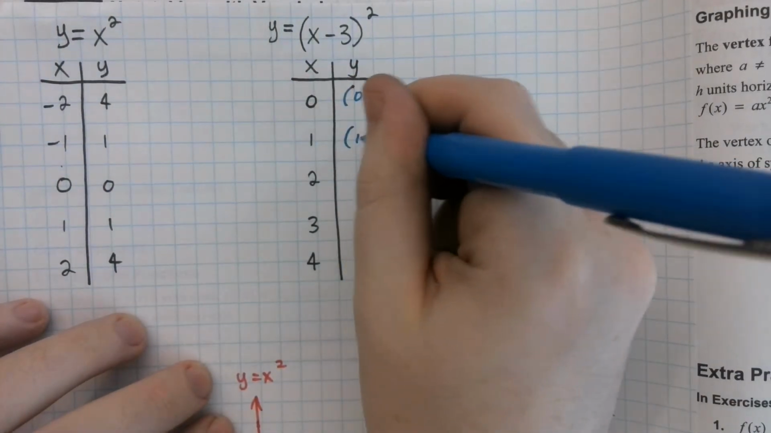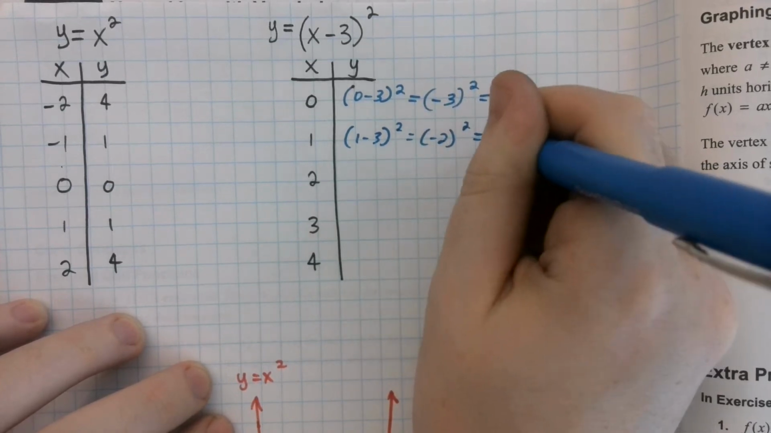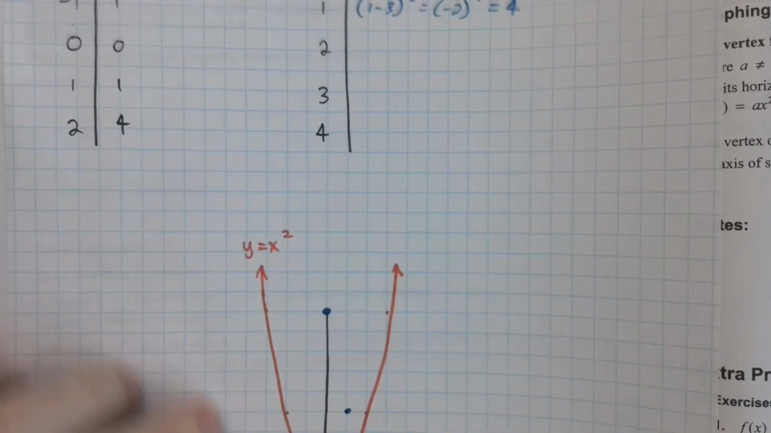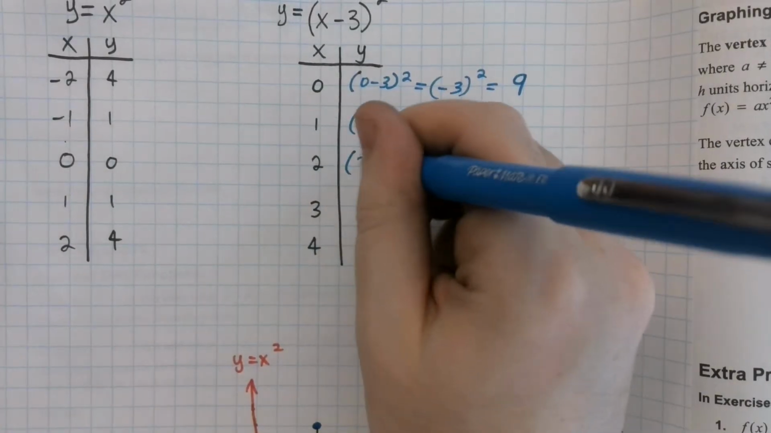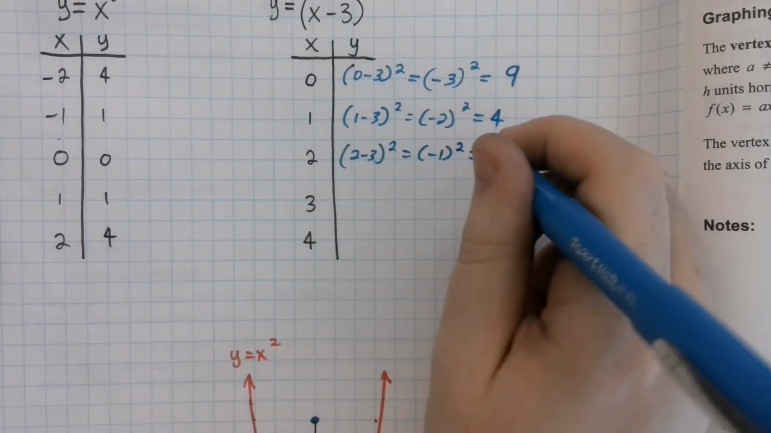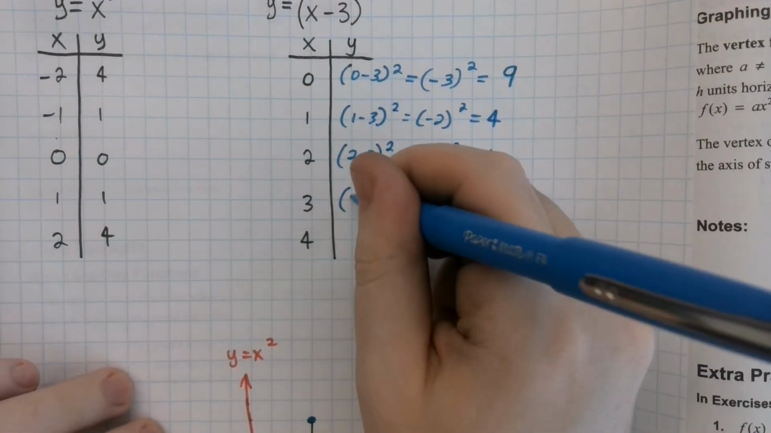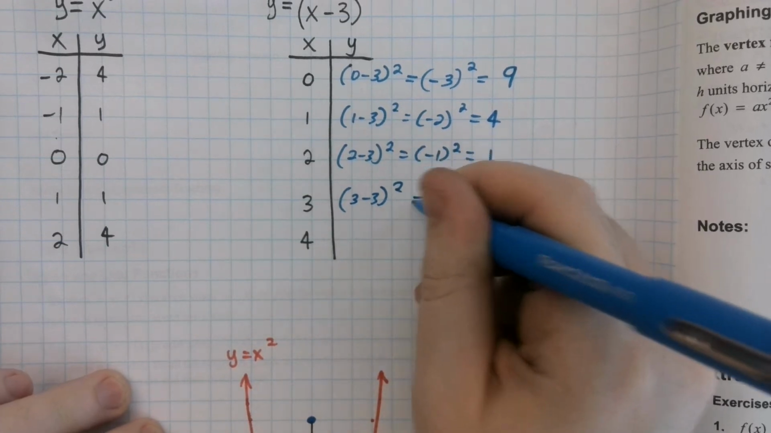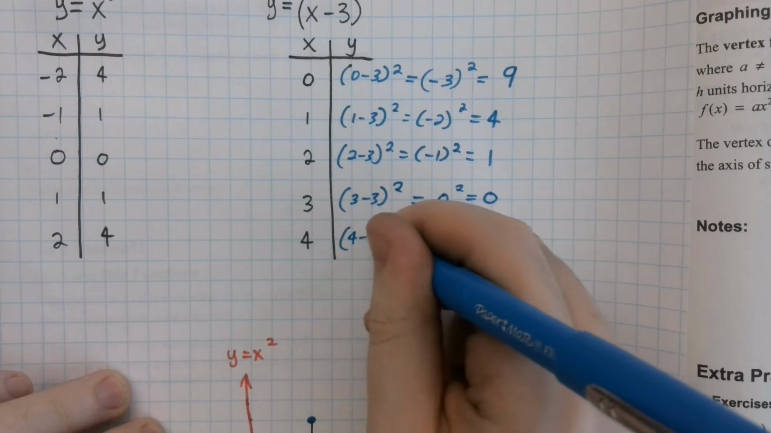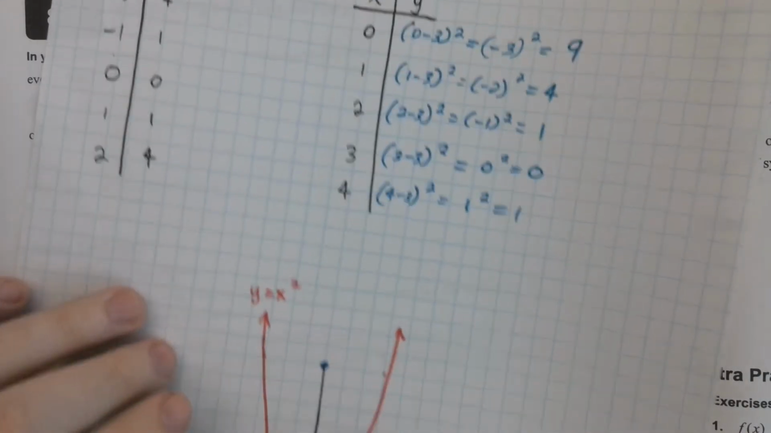1 minus 3 squared, well, that's just negative 2 squared, which is 4. So we'll get a value of 1, 4. Then, for 2, we would do 2 minus 3 squared. 2 minus 3 is negative 1. So negative 1 times negative 1 is 1. I'll fill in the rest of the values now. 3 minus 3 squared is 0 squared, so that's just 0. And 4 minus 3 squared is just 1 squared, which is 1.